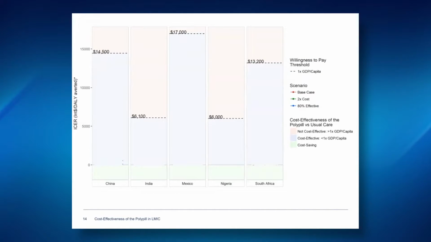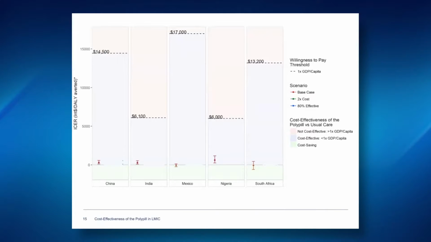So I'm going to orient you to this slide, which is the background on which I'll display the results. The dotted line is the willingness to pay threshold. So this is 1 times GDP per capita in each of these 5 countries. If you look at the red portion at the top, that's where the intervention would not be cost effective. The blue portion is where it would be cost effective, and the green portion is where it would be cost saving. What that means is that the intervention would produce results like fewer MIs or strokes or deaths at cost saving.